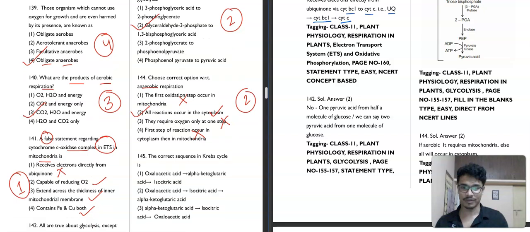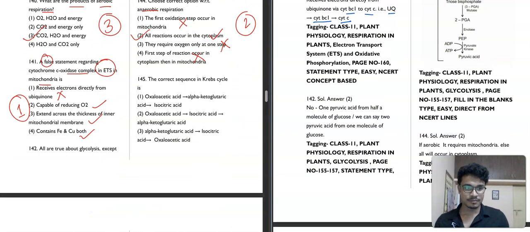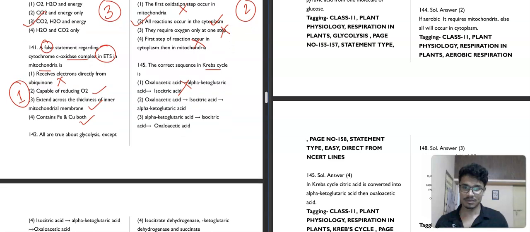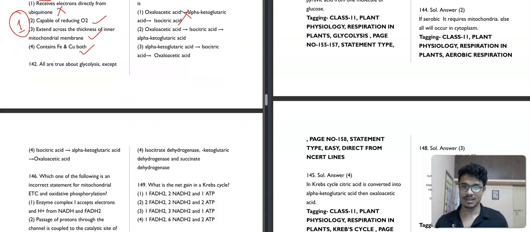Then question number 145. It is saying the correct sequence in Krebs cycle is oxaloacetic acid, alpha-ketoglutaric acid, and isocitric acid? No. Isocitric acid should come first. Isocitric acid, then alpha-ketoglutaric acid, then oxaloacetic acid. So the fourth option is our correct answer. So in the Krebs cycle, citric acid is converted into alpha-ketoglutaric acid and then oxaloacetic acid.